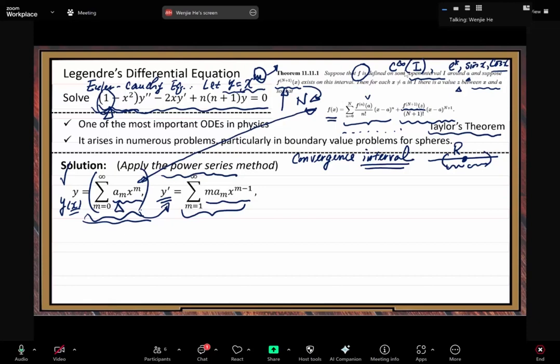Then the first derivative is convergent, the same. We apply the same theorem. The second derivative is also convergent for x inside the convergence interval. Okay, we have no problem, so we can do all our math manipulations.